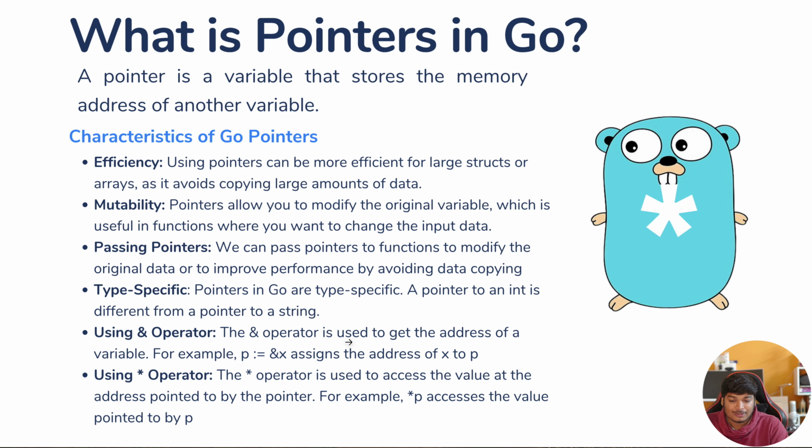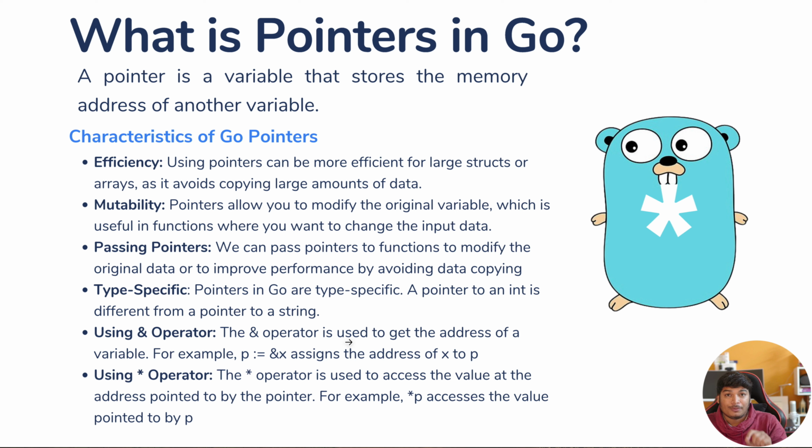Then type specific. The fourth point is type specific. Pointers in Go are type specific. A pointer to an int is actually different from a pointer to a string. Very important.